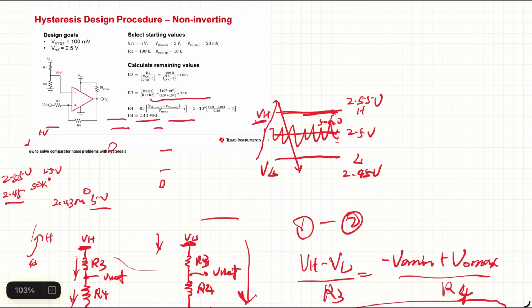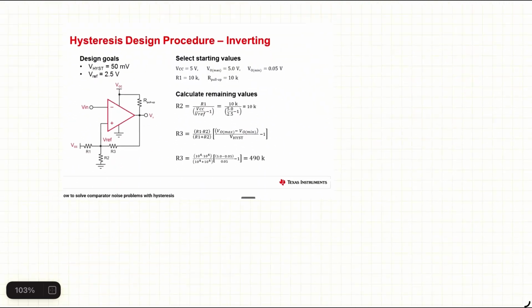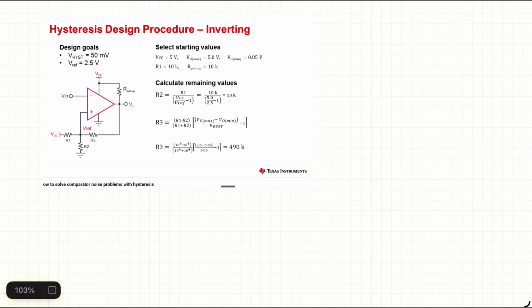Last video we talked about the hysteresis design procedure for a non-inverting input. It's right here. If you haven't watched this, please watch this video. And this time, let's talk about, in my opinion, a more interesting circuit: the inverting input. What that means for a comparator is the input is on the negative side. Okay, it's on the inverting side.